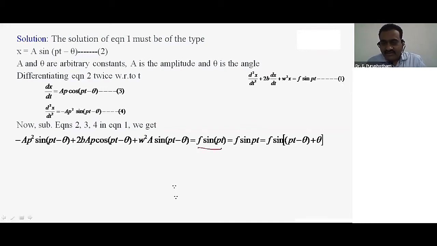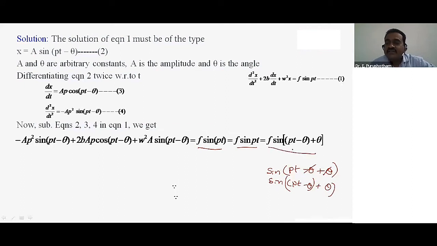Here, for f sin pt, I am writing sin of (pt − θ + θ). The minus and plus θ cancel, but I take the bracket like this. So is it clear? f sin(pt − θ + θ).